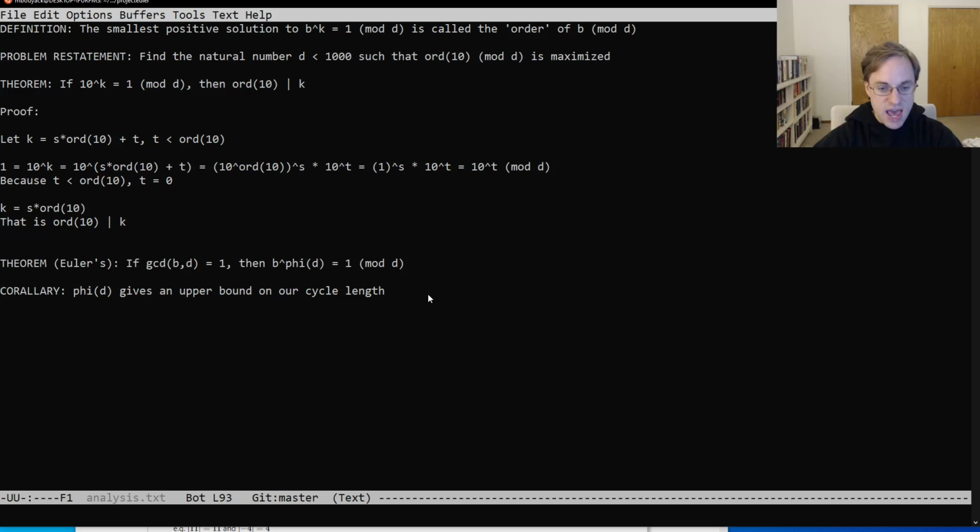But there is a caveat. We need to make sure that this condition is met. So I'll say, when is it the case that GCD of b and d is greater than 1? Or specifically, in our case, we're concerned with 10 and d.